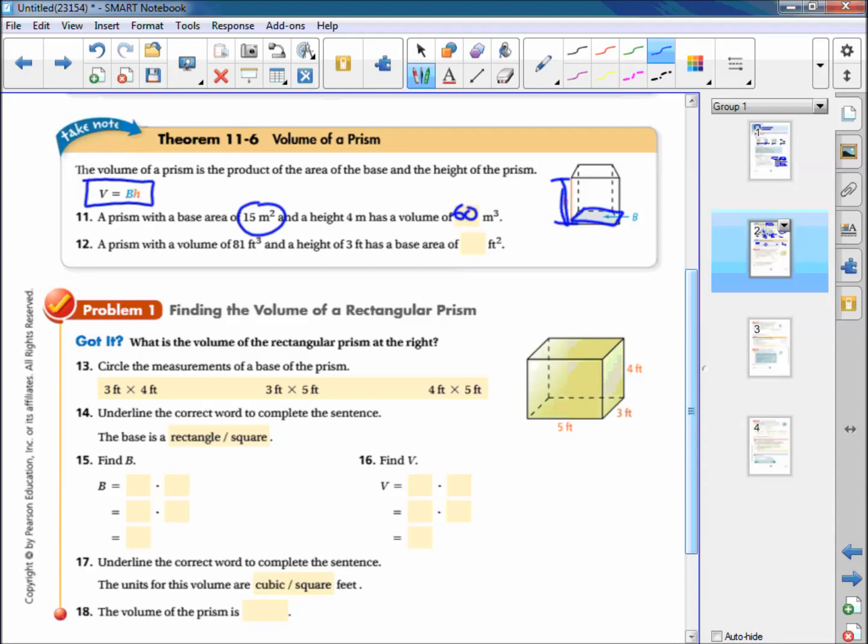Now volume is how many cubes could fit inside to fill up the shape. Remember, surface area was how many squares to cover the outside of our three-dimensional shape.